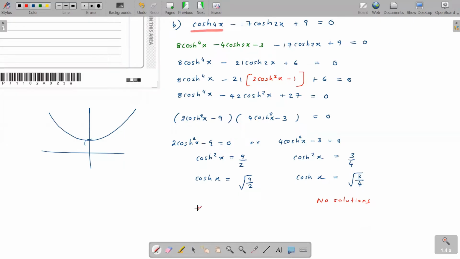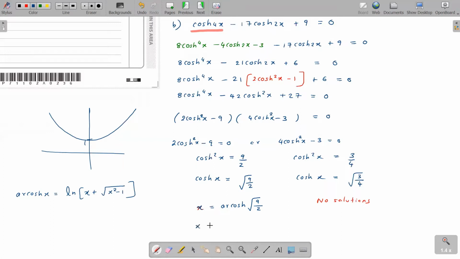So now get x equals what? R cos, right? So x equals R cos root 9/2. Okay, input the value. What's the equation for R cos x? R cos x is equal to, it's given in your formula book, right? Ln x plus root x square minus 1. Yeah, this is given in your formula book as well.